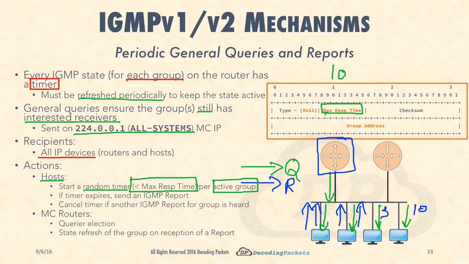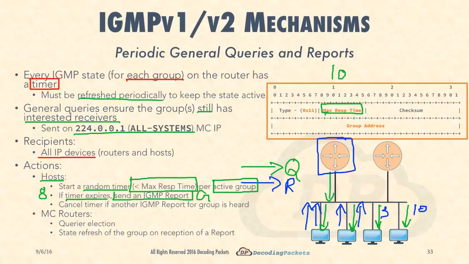Now this timer starts counting down. So it's counting down from somewhere less than the maximum response time, so somewhere between 0 and 10. Suppose it was a nice round number, 8. And it is counting down from 8. So it's going to 7, it's going to 6, 5, 4, 3, 2, 1. If the timer is allowed to expire all the way, it goes to 0. Then the host sends an IGMP report for each of the groups that the timer expired for. So you would send those reports for every single one of the groups that the timer expired on.